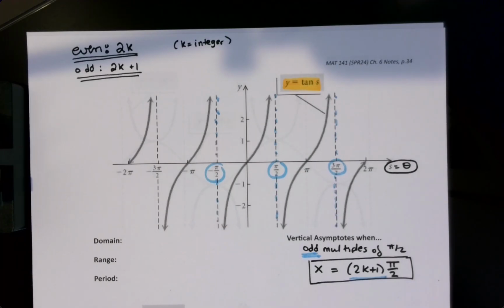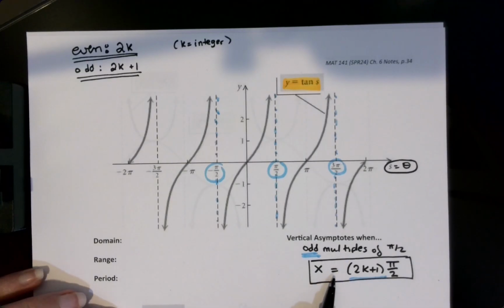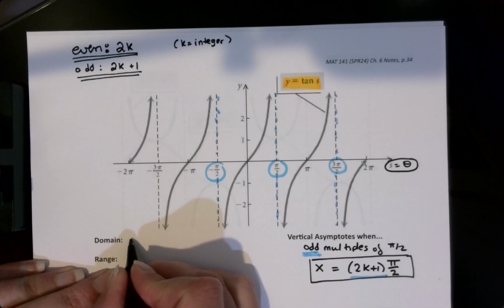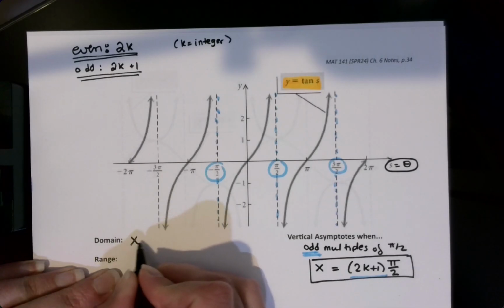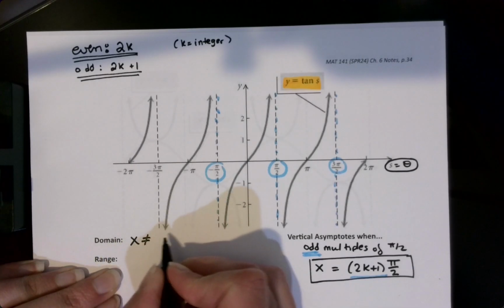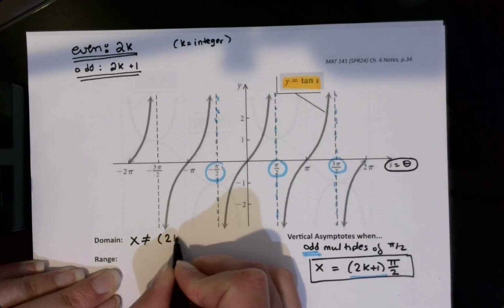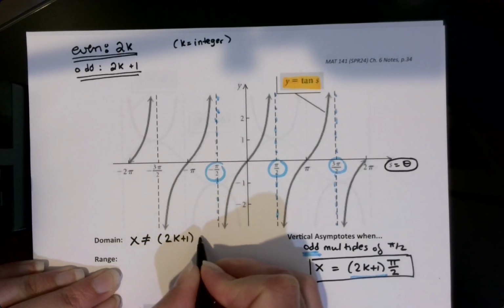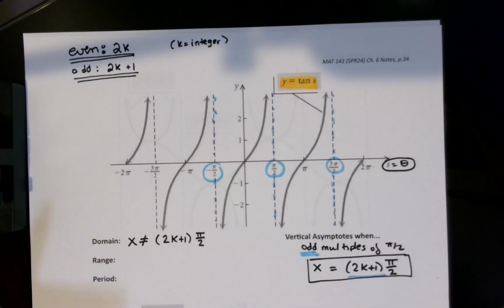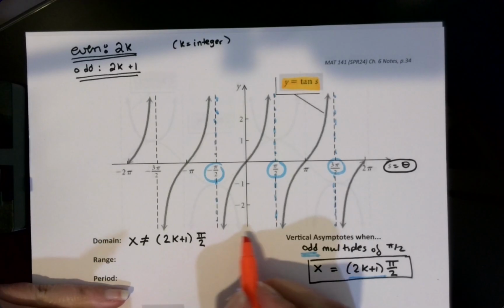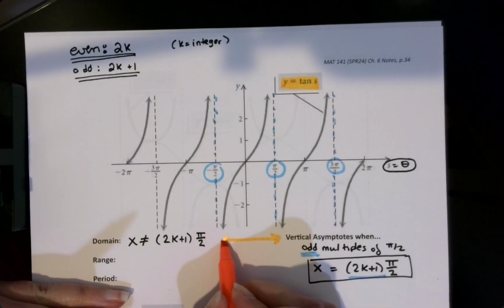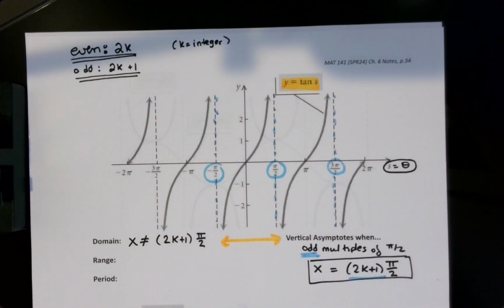If we have asymptotes when x is equal to an odd multiple of pi halves, the domain is going to be all x such that x is not equal to those odd multiples of pi halves. Those are the things that are not in the domain. So we definitely have that relationship between vertical asymptotes and domain. In the asymptote, we are not allowed to equal for the domain.